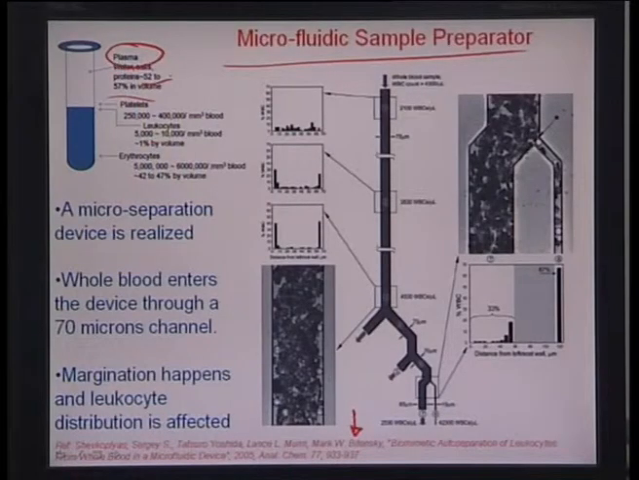About proteins 52 to 57% by volume, and the species immersed in this plasma are platelets, which are about 250,000 to 400,000 per cubic millimeter of blood. Leukocytes are about 5,000 to 10,000 per cubic millimeter of blood, and this is about 1% by volume. And erythrocytes, or red blood cells, are about 5 to 6 million per cubic millimeter of blood, and about 42 to 47% by volume. So, what you are seeing here is that blood is a very diverse component with a lot of different sizes of cells, whether red blood cells or leukocytes, flowing around.